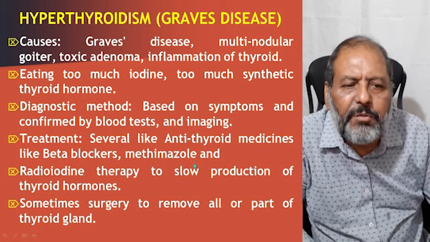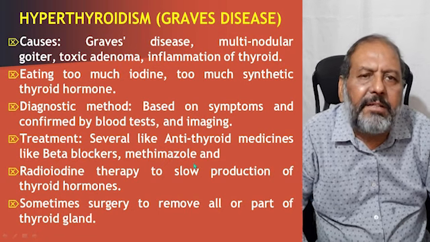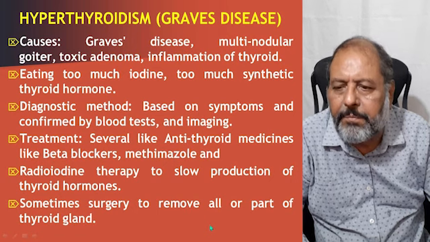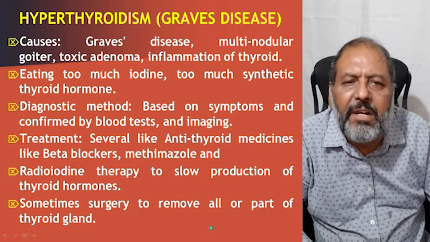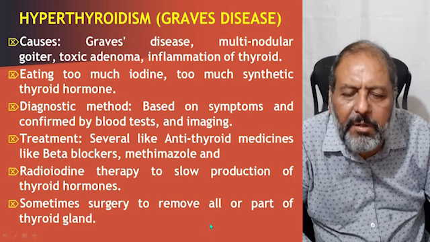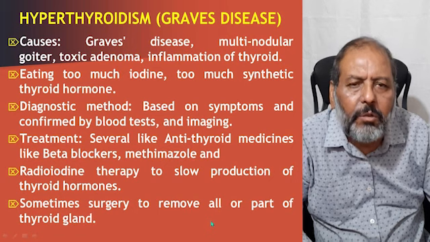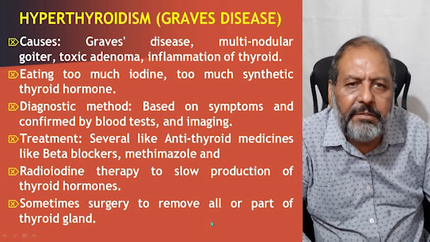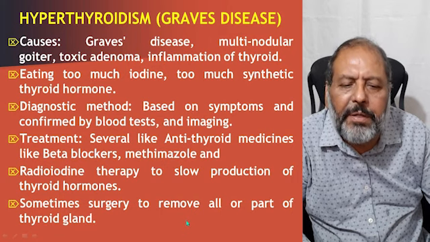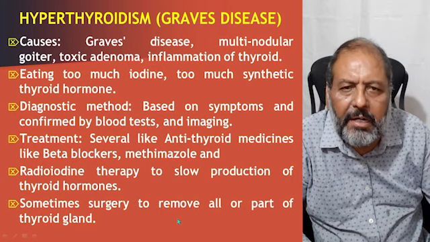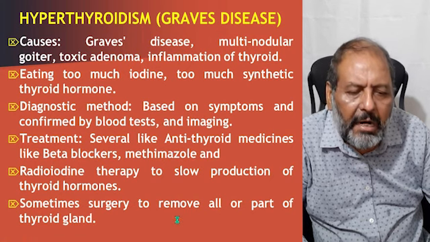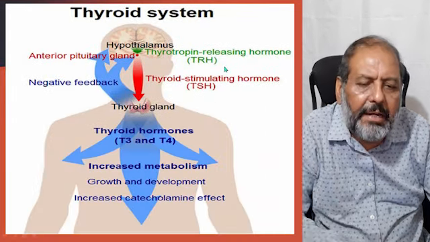Diagnostic method is based on symptoms, and it is confirmed by the blood test and sometimes imaging. There are several treatments, like anti-thyroid medicines such as beta blockers and methimazole, which lower the activity of the thyroid gland as a whole. Radioiodine therapy slows the production of the thyroid hormones, and sometimes surgery removes all or part of the thyroid gland.